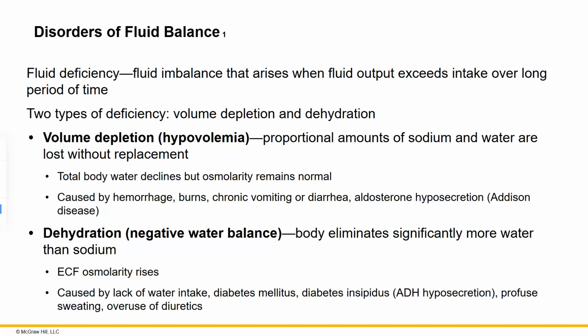Dehydration, or negative water balance: the body eliminates significantly more water than sodium. Extracellular fluid osmolarity rises. Caused by lack of water intake, diabetes mellitus, diabetes insipidus, profuse sweating, or overuse of diuretics. There are some individuals that think that if they use diuretics, they lose a lot of weight, and they do lose some water weight. But as soon as they take a drink, their body wants to reach homeostasis, and they gain all that water weight back. So the use of diuretics is definitely not a thing that should be done to lose weight.